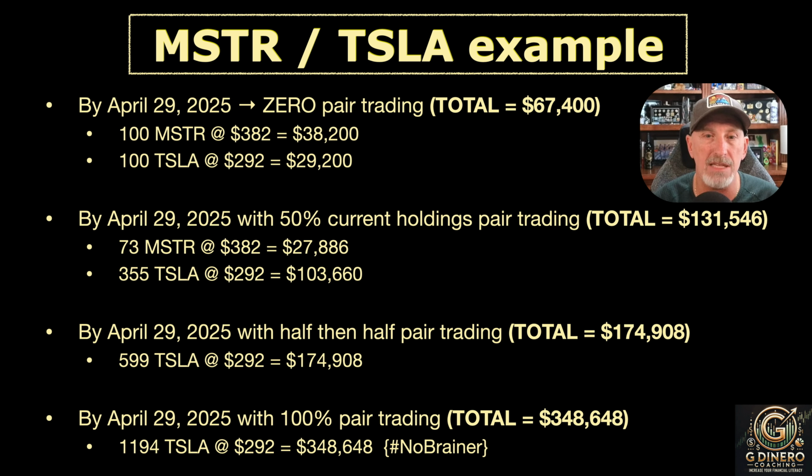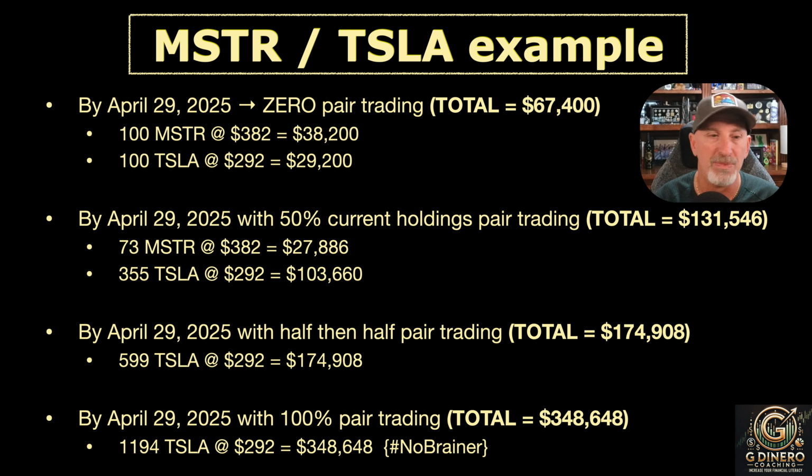If you instead did the half and half pair trading, you'd be left with 599 Tesla and 0 MicroStrategy on April 29th at $292 a share, or $174,908. And you took 31 grand and turned it into $175,000. Now we're cooking with gas.